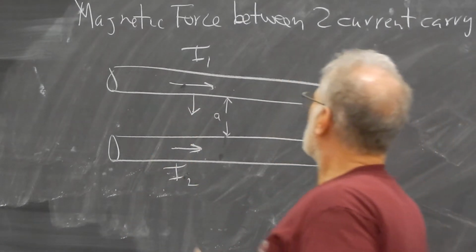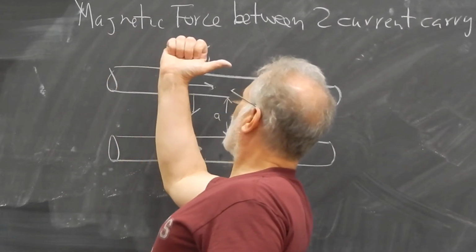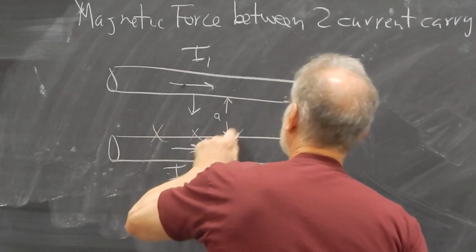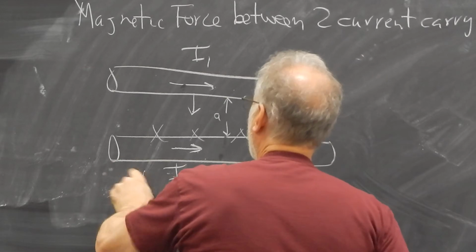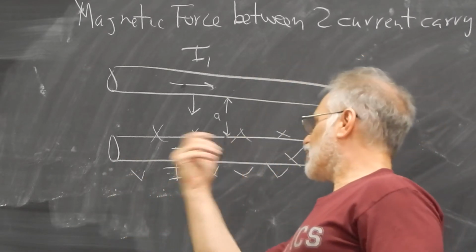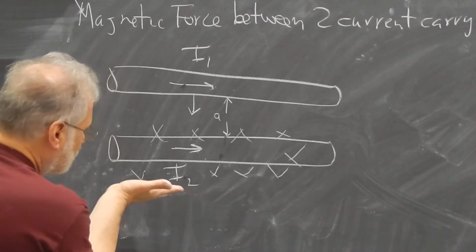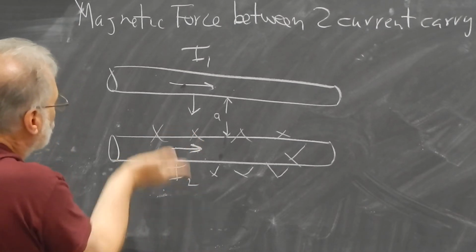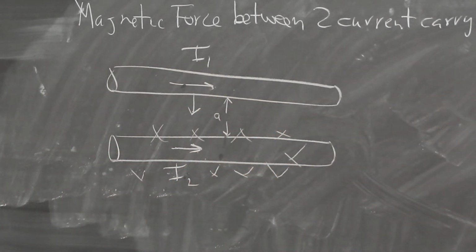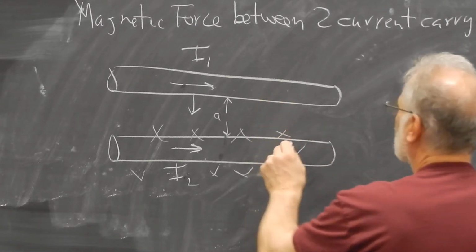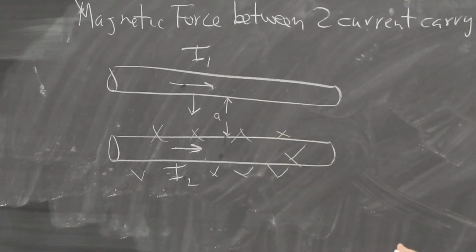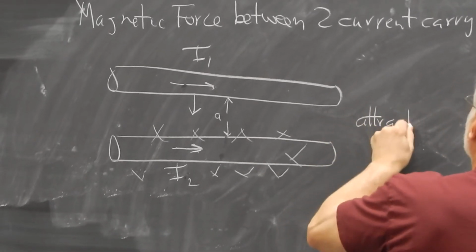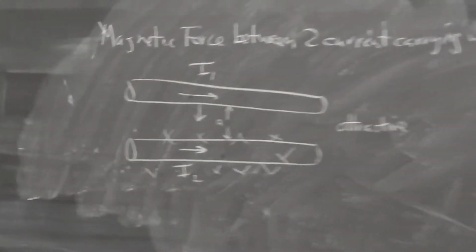By the same token, the current in wire 1 is causing a magnetic field that's going into the board at wire 2. So I have a magnetic field going into the board down here. I have a current that's going, a charge is moving from left to right. Therefore, I have a force that's going upwards towards I1. So one of the things that we learn immediately, just qualitatively, is that if I have two current carrying wires where the current is in the same direction, they're going to be attracted to one another. So the force will be attractive between the two wires.